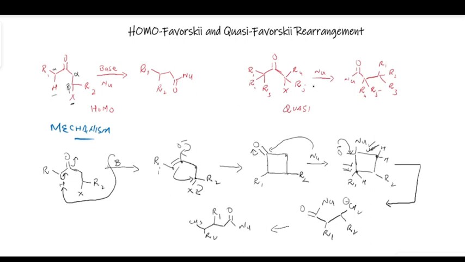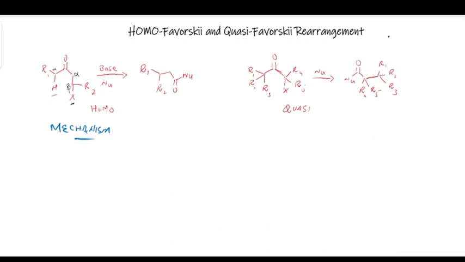And again, if these two carbons are symmetrical, then any of the two carbon-carbon bonds can break. But if they are unsymmetrical, then that carbanion will be favored, which is relatively more stable. And after protonation, it will lead to the final product. So you can have carboxylic acids or esters as the final product, depending upon what type of nucleophile you are using. Now let's see how the Quasi Favorskii rearrangement works.